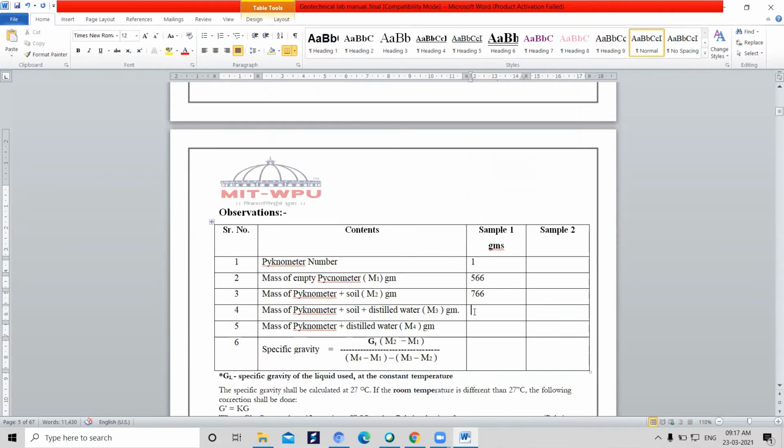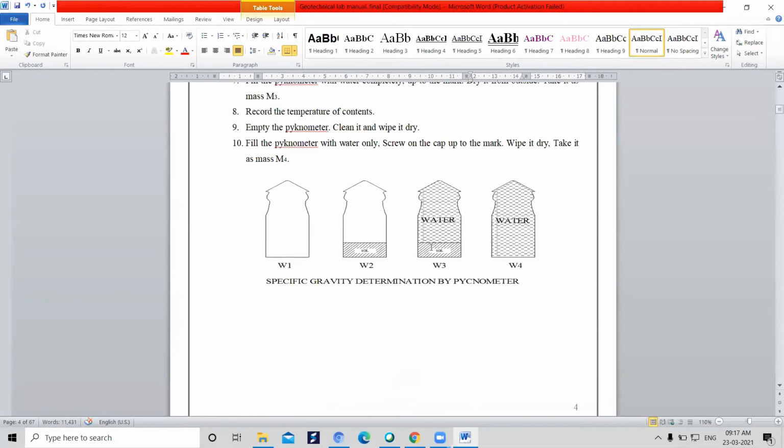We will call it M3. Okay, M3 I'll be writing as 1592. My readings are this. Okay. The next one is mass of pycnometer plus distilled water. Okay. Now what you do is take out this complete sample.